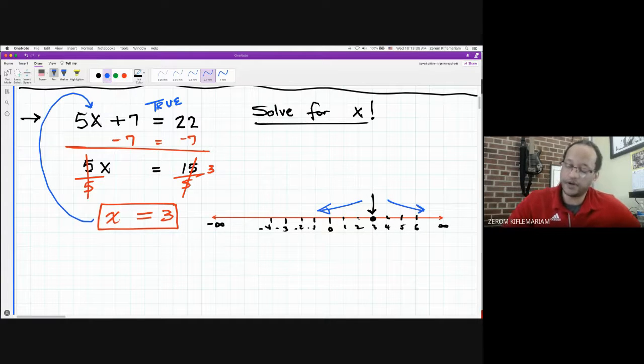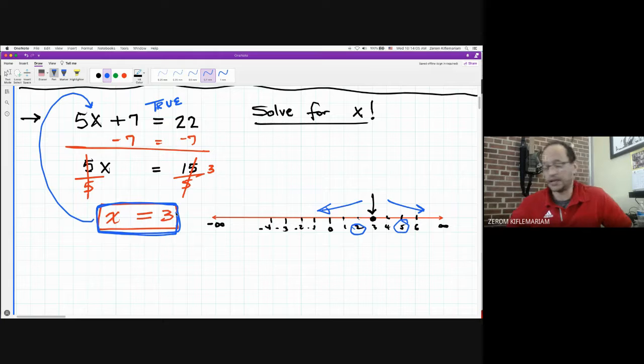As an example, if I plug in any number on the left side, let's say right here, I have 2. 2 times 5 will be 10. 10 plus 7 will be 17. Is 17 equal to 22? That is false. If I plug in 5, 5 times 5 is 25. 25 plus 7 is 32. Is 32 equal to 22? That is false. So we have how many answers? We have only one answer. That would be my answer for this type of question.